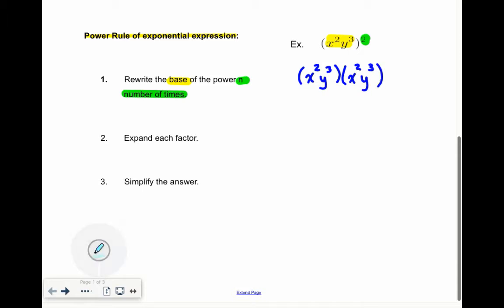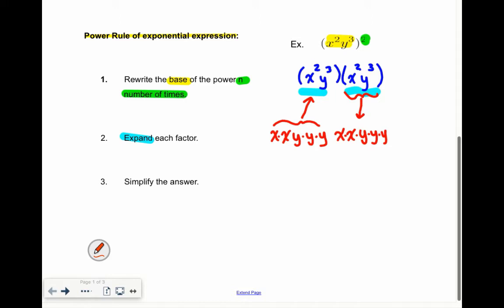That's the first step. Second step says to expand each of the factors. So that means we're going to expand this and we're going to expand that. So let's go ahead and do that. So x squared, we're going to write x times x. Y cubed, you're going to write y times y times y. So that's the first set, and then you do it again. So you have x squared, which is x times x, and y cubed, you have y 3 times. So that's expanding each factor.